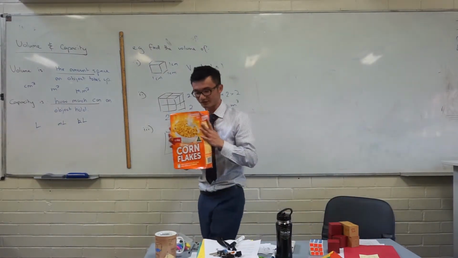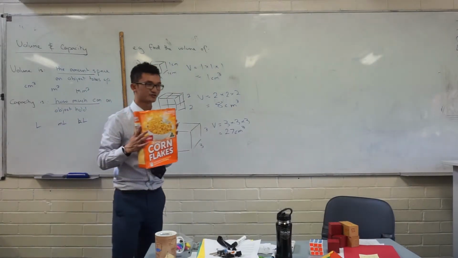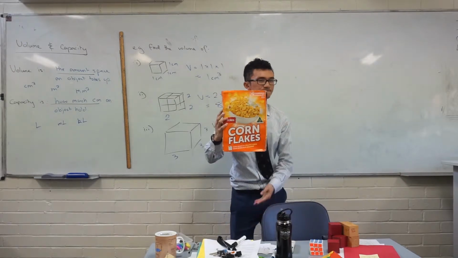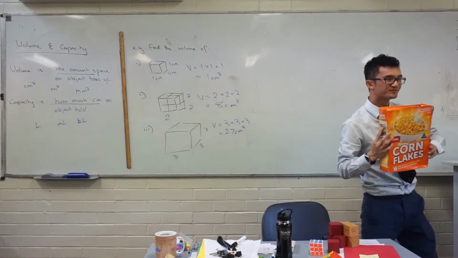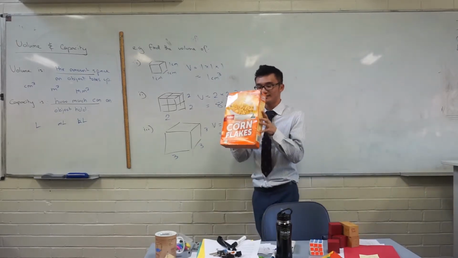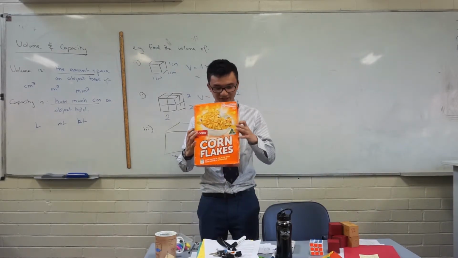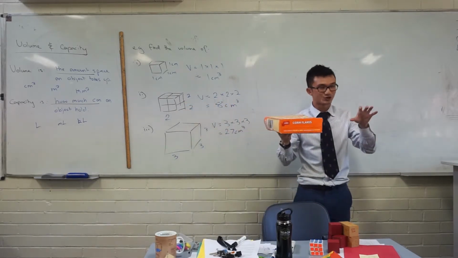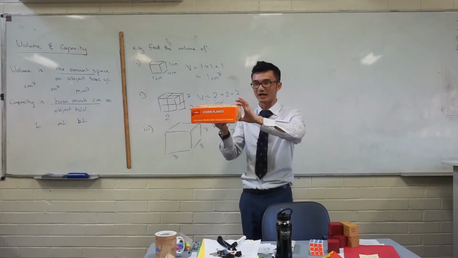What about something like this? What have I got here? I've got a cornflakes box. What shape would this be, do you think? Yeah, rectangular. So thinking about a prism, this is a rectangular prism because you can see on the face you've got a rectangle. And the reason why it's called a prism is because it's the same shape throughout the whole thing.